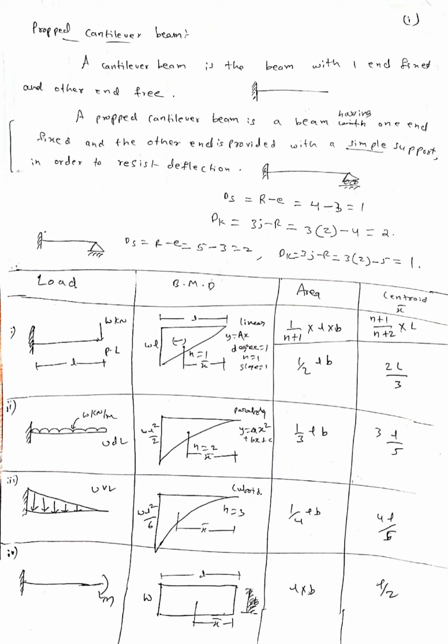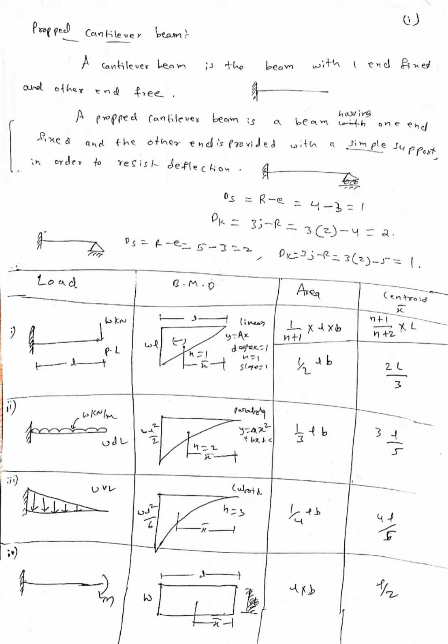Now the centroid formula x bar is (n plus 1) by (n plus 2) into L. So for the first case, (1 plus 1) divided by (1 plus 2) into L, so 2L by 3. Similarly, the second case is a UDL. You can see the bending moment there, WL square by 2. There, 1 by (2 plus 1) into L into B means 1 by 3 LB. Here (2 plus 1) by (2 plus 2) into L, 3L by 4. Why n equal to 2 here? Because it is in the form ax square plus bx plus c, it is a parabola. So the power of x is 2. Therefore n equal to 2 in the second case.